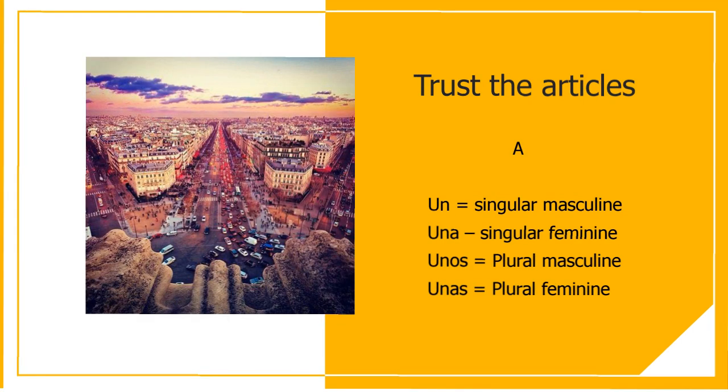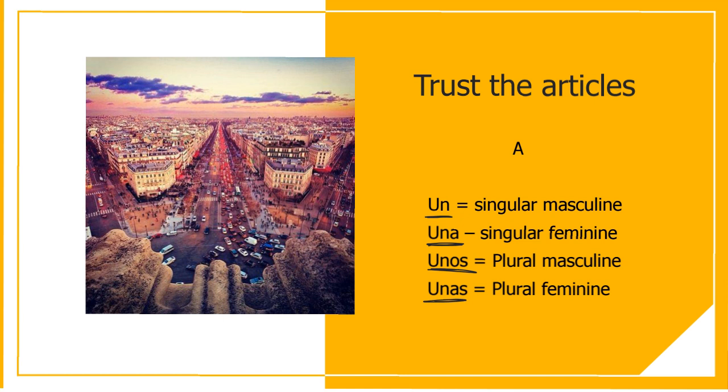You can also trust the article a. So if you want to say a book or a house, then you would use the article a. And in Spanish, un is your article for a whenever you're dealing with a masculine noun that's singular. Una, like una casa, is the article that you use for feminine nouns that are singular. Unos is for plural masculine nouns, and unas is for plural feminine nouns.